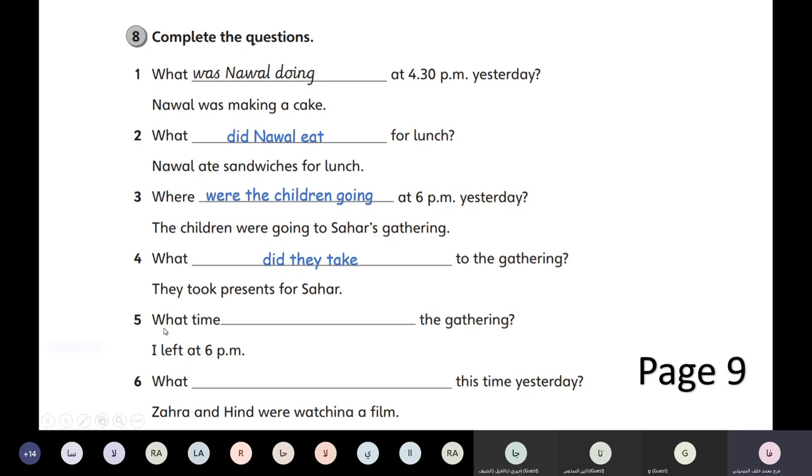Yes. Okay, Kinda, number five. Look, Kinda, there is nothing at the end. No time and no 6 p.m. And the answer is past simple. I left. So what's the question? What time? Yes, it's past simple. How do we ask a past simple question? Where? No, it's not past continuous. It's past simple. What do I use with past simple? Did. Very good. What time did you? What is the verb? The verb is left, but it's in the past. I want it right now, in the present. Leave. Very good. Excellent, Kinda. What time did you leave the gathering? Thank you so much, Kinda.